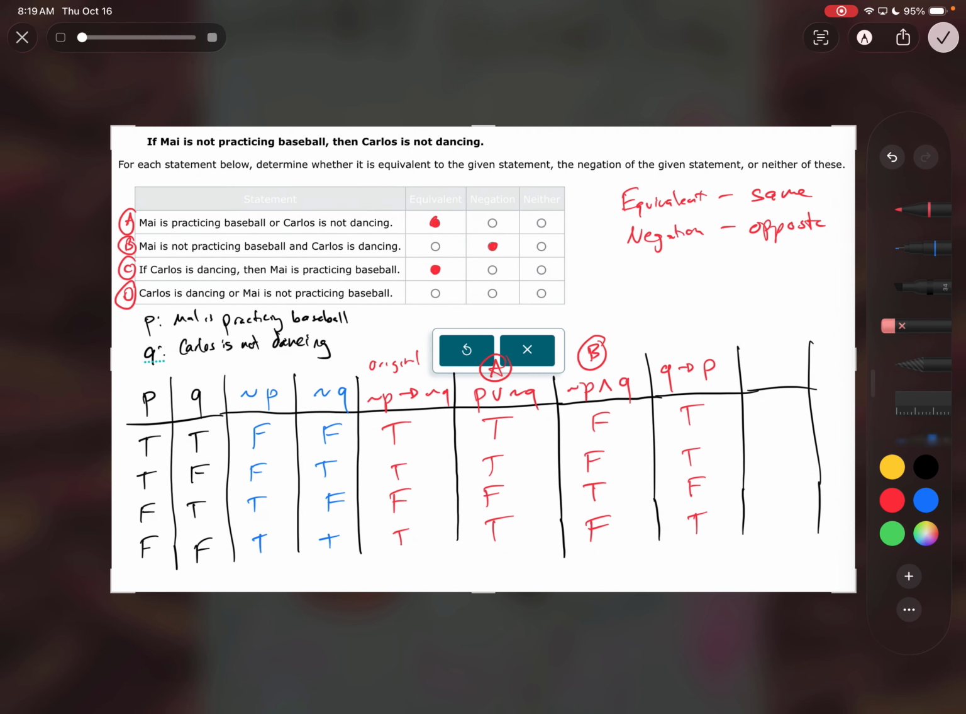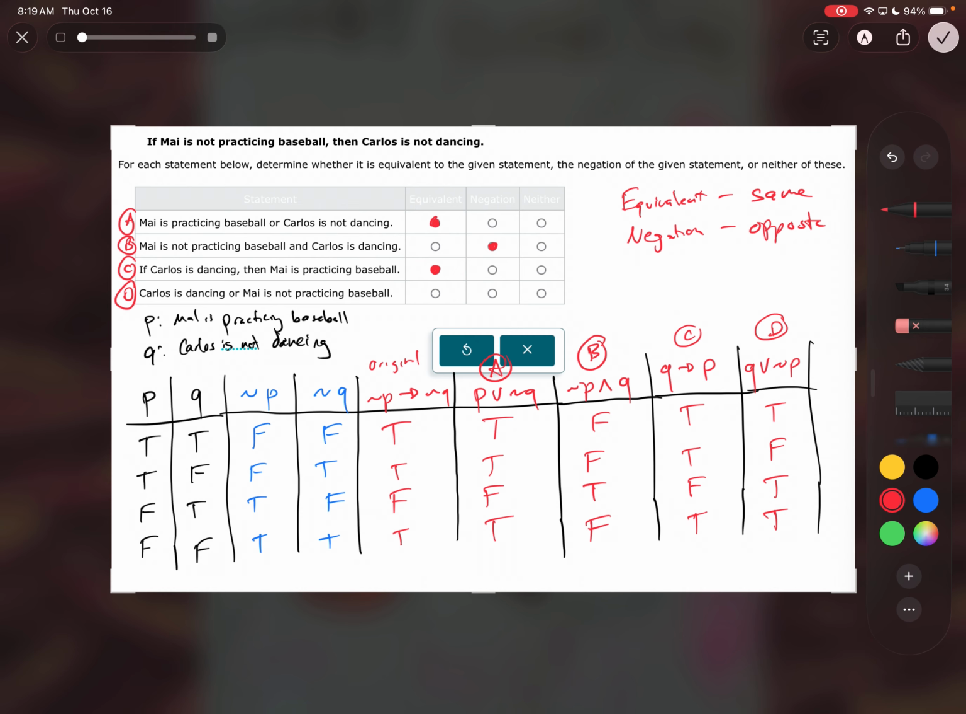And then the last one, Carlos is dancing, that's Q, or Mal is not practicing baseball. Which columns am I using there? I'm using not P or Q. The rule for Q or not P is if they're both false, it's false. Otherwise, it's true. So false, true, true, true.